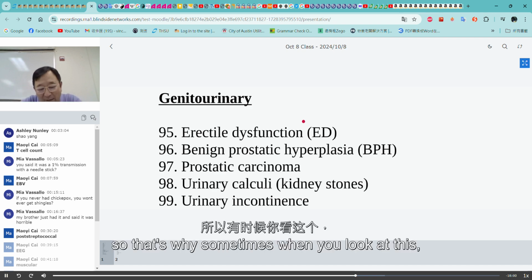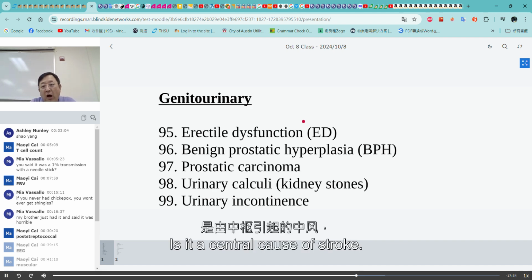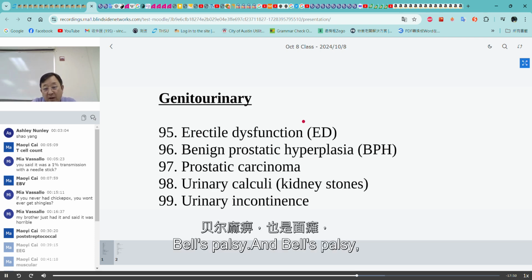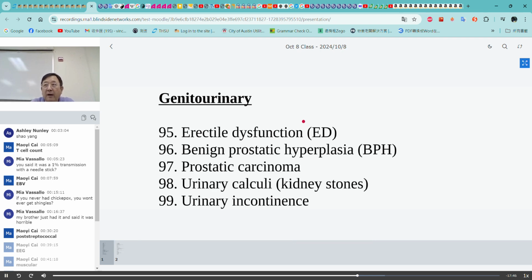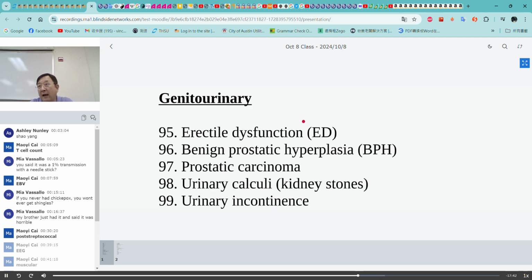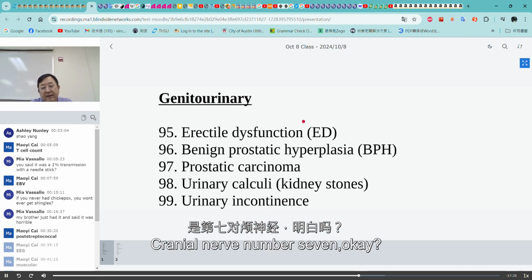So that's why sometimes when you look at this, deviation to which side can help you tell whether it is a central cause, stroke, or a peripheral cause, Bell's palsy. And Bell's palsy, you know what causes it? The facial nerve is affected, causing muscle paralysis. Most likely it is a virus. A virus attacking the facial nerve, cranial nerve number 7. Okay, number 7.